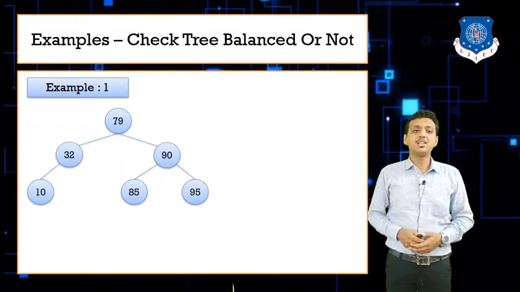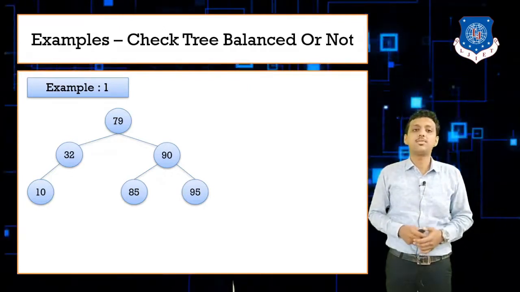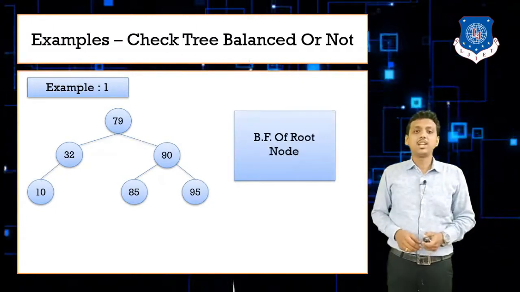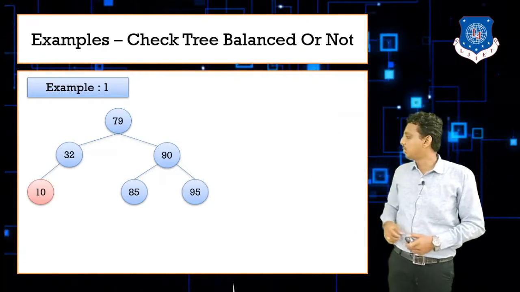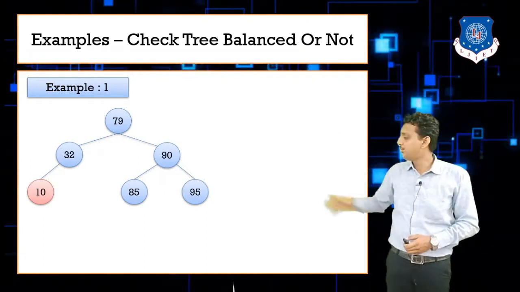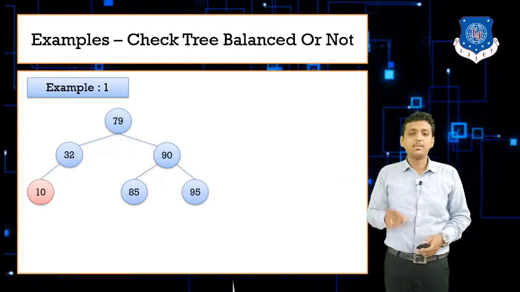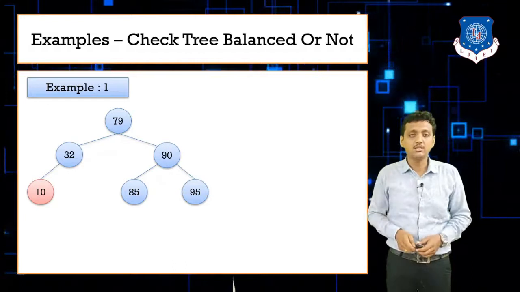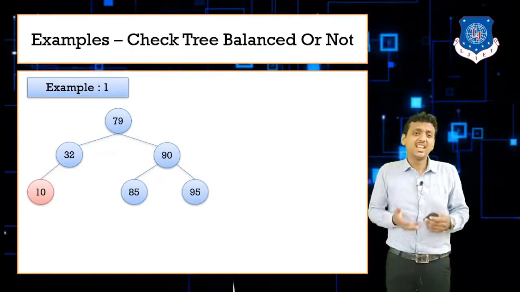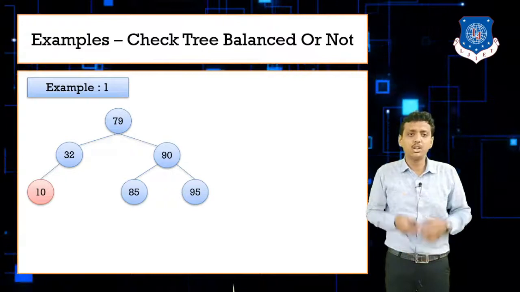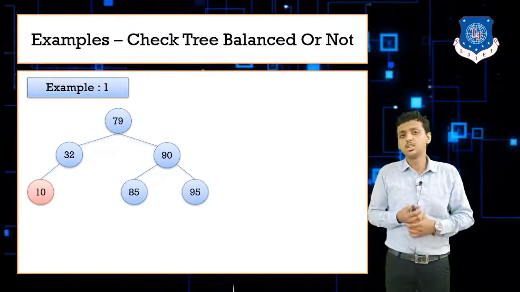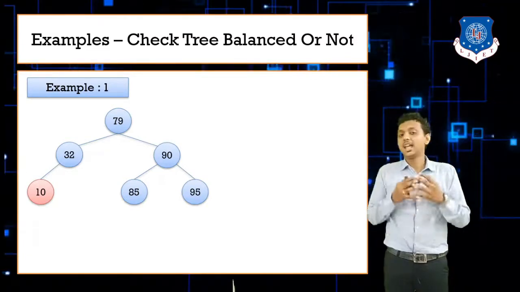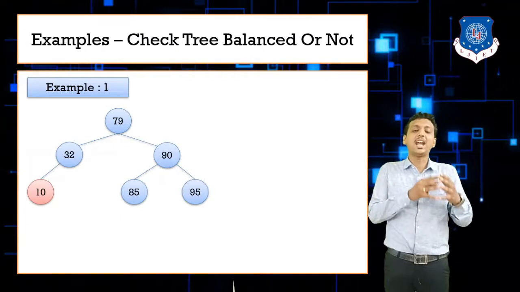Okay, so let's understand how we can calculate the balancing factor for a node. Let me start with the leaf node 10. Students, now tell me, is there any left subtree for node 10? No. Is there any right subtree for leaf node 10? No. That means leaf node 10 does not contain any left subtree or any right subtree.